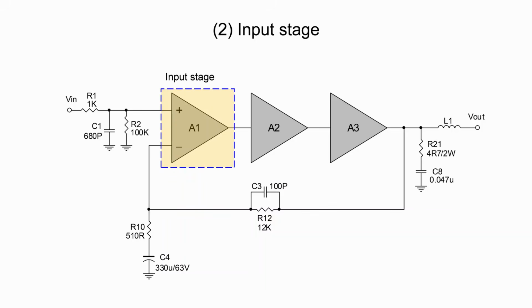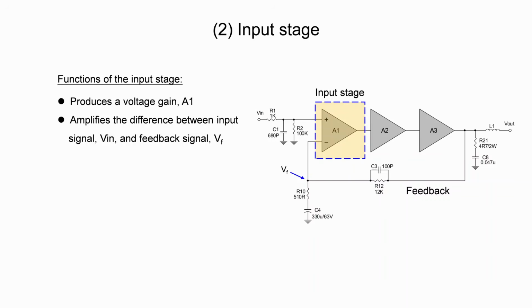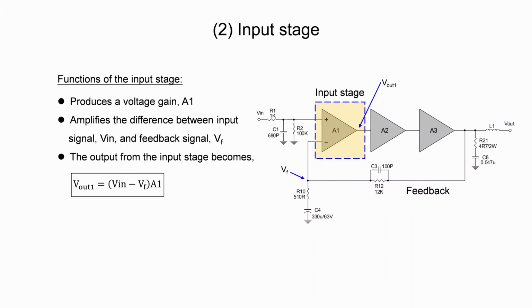After the input filter section, we now move to the input stage. One of the functions of the input stage is to produce a voltage gain, A1. It amplifies the difference between input signal and feedback signal. The output of the input stage can be expressed in this form. The difference between input and feedback signal is multiplied by the voltage gain A1.